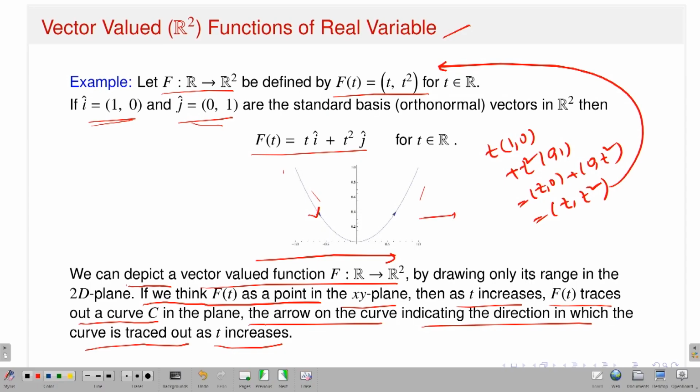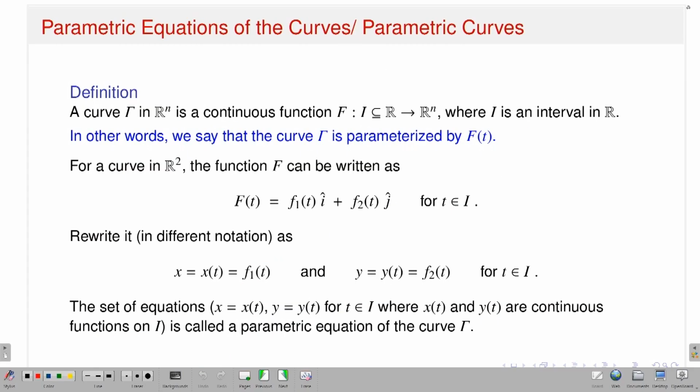So in other words, if I write it in x and y coordinates, what is my x? x is equal to t and y is equal to what? t square, that means y is x square, and you know the curve y equals x square in the two-dimensional plane is nothing but a parabola. Okay. So this is one example.